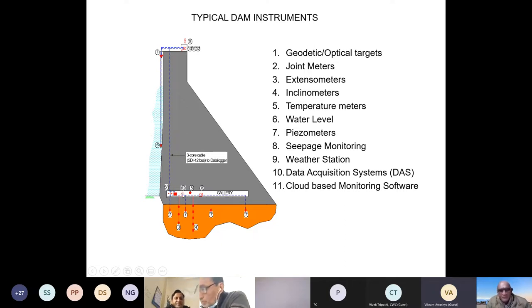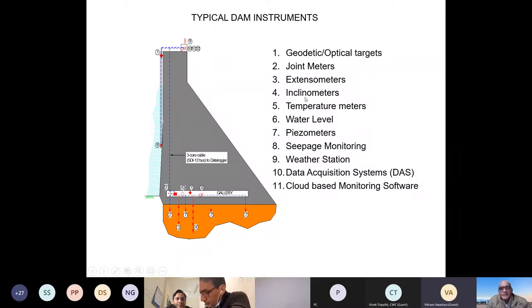In some cases it happens that the instrument may not be in the gallery really. It can even be embedded, and we can still take the reading. If it's embedded and it measures the foundation movement, then we have to be very careful. We can still take readings from the gallery, but the instrument is embedded and we cannot replace it.